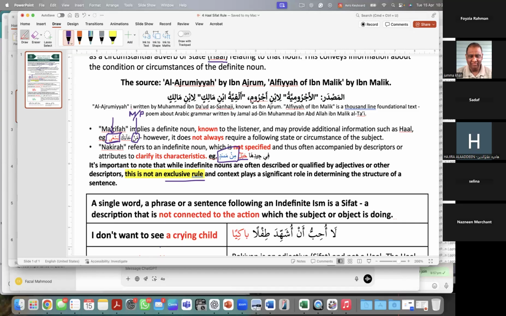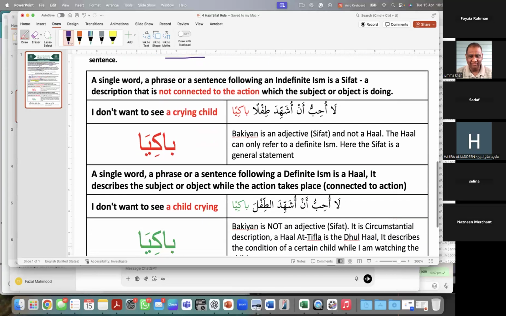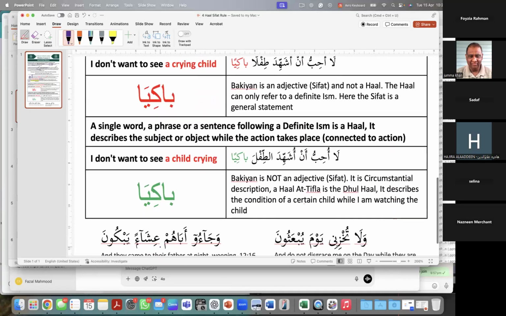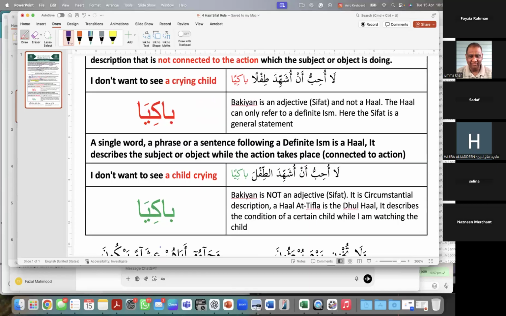Now, as I said, every time we learn a rule, you are reading Quran all the time, alhamdulillah, now and then, just look for these grammars. You stop after ayat. Is there anything you learned that applies there? It's my advice to you, inshallah, okay? Now we will look at some more examples, and they're very interesting. They're very, very good. La uhibbu an ushahida tiflan bakiya.